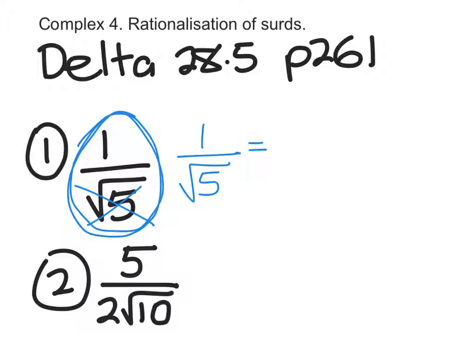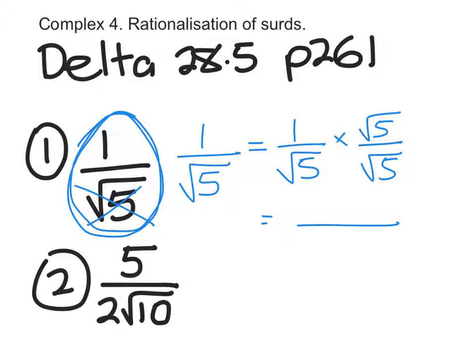So 1 over root 5 is exactly the same as 1 over root 5 times root 5 over root 5. So that now gives me in the denominator just 5 and root 5 in the numerator. So that's all we can do with that one. So that's a tick. That's a nice answer for a mathematician to see.